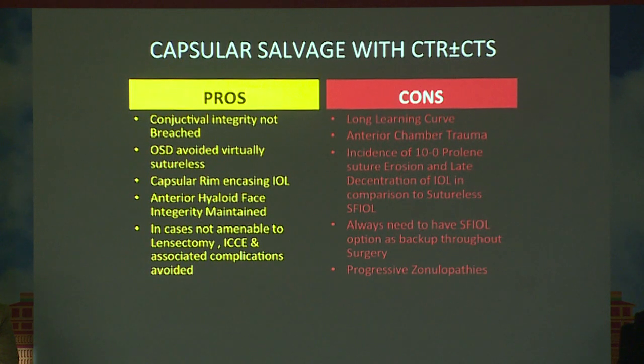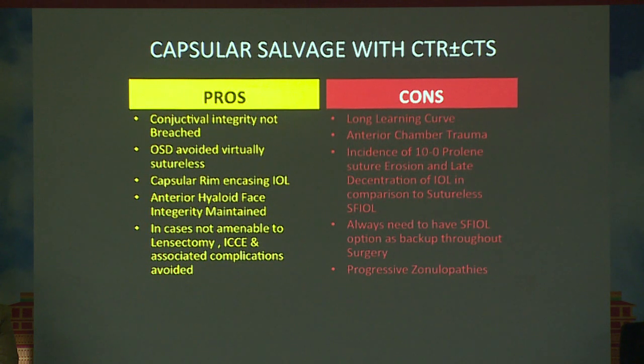Now, if you plan a capsular salvage with CTR and CTS, you maintain the conjunctival integrity, which is almost not breached. OSD is avoided, and it is virtually sutureless. The capsular rim encases the IOL, avoiding pigment dispersion. Anti-hyaloid face integrity is almost maintained. In cases not amenable to lensectomy, ICC is the only option, and the associated complications can be avoided.